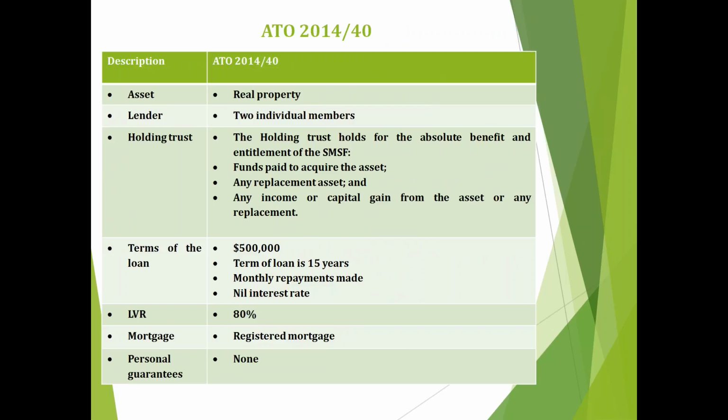In ATO ID 2014/40, the asset was real property. The lenders were two individual members and the loan amount was $500,000 over 15 years. The repayments were made monthly over a period of 15 years, but the interest rate was nil and the LVR was 80%. No personal guarantees were made in respect of either of the two loans.